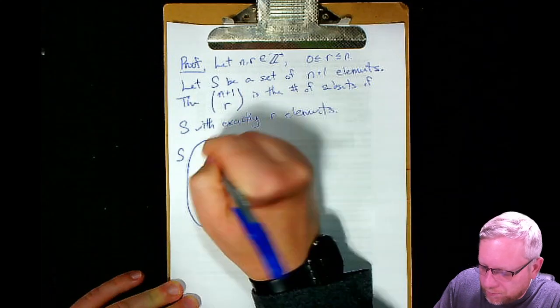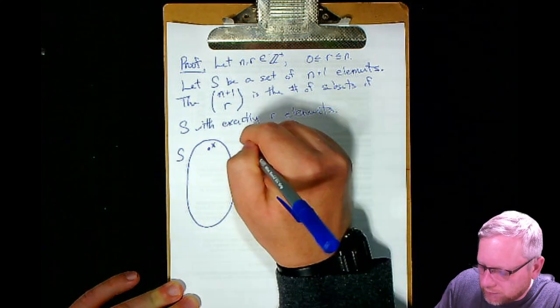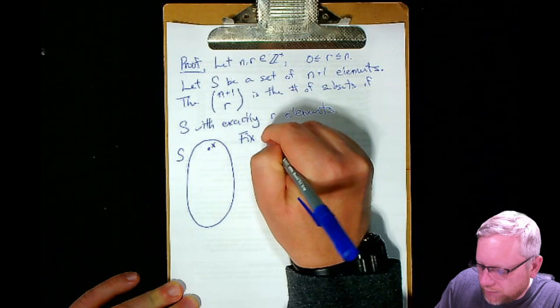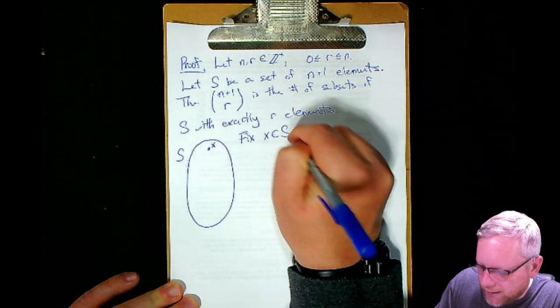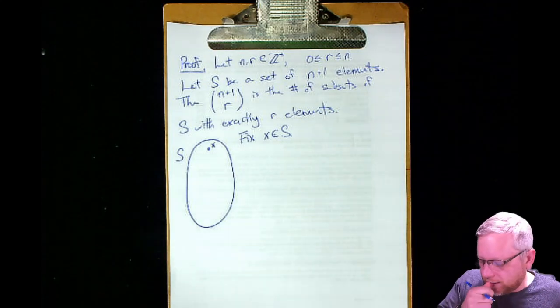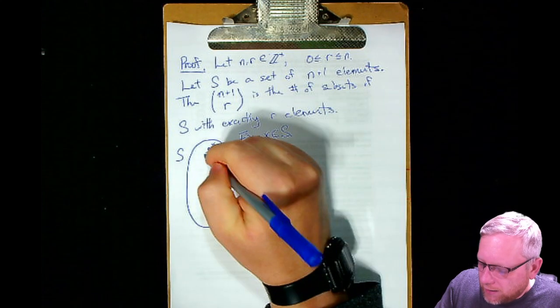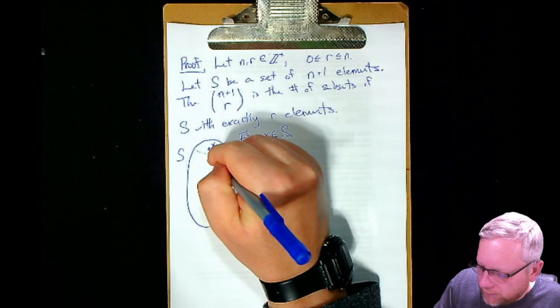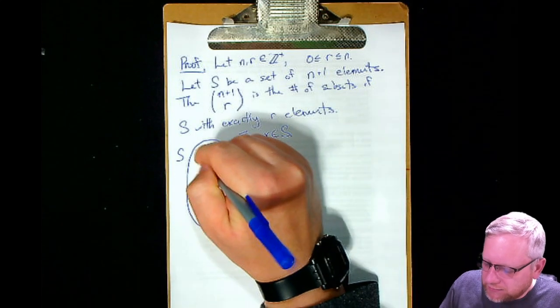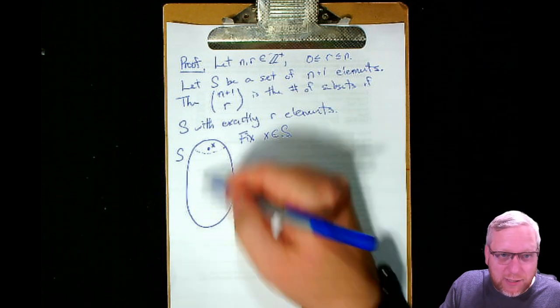Here's my set S. I'm going to start by fixing some element x in S. What I mean by that is just pick one out, name that one x, and separate it out from everybody else. Then x has been separated, and there's n plus 1 total in the set, so there's n left down here.